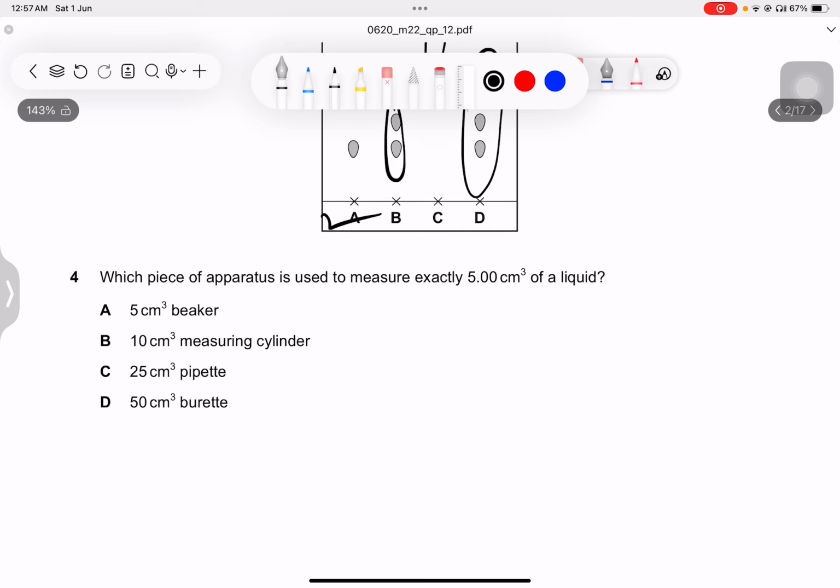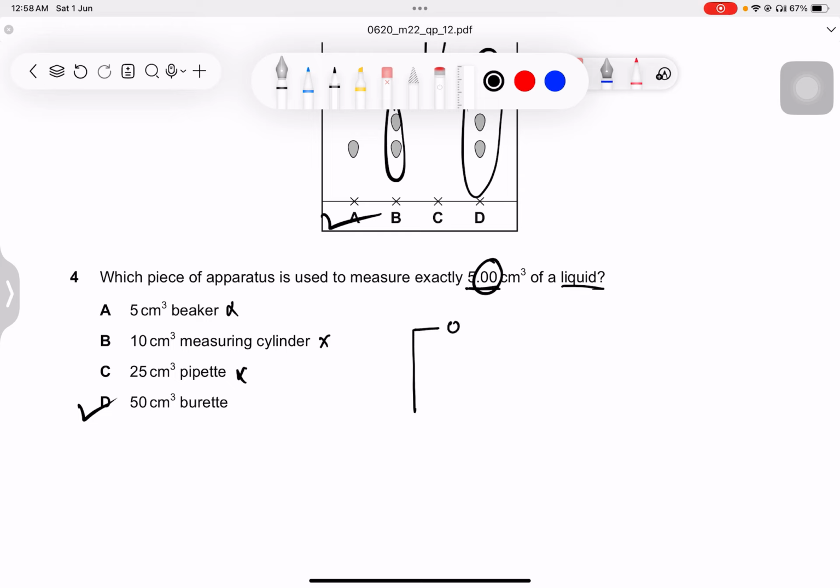Which piece of apparatus is used to measure exactly 5 cm cube of a liquid? So you can't use a pipette because pipette has fixed volumes of 25, 50, and it cannot measure anything above or below that. And for measuring cylinder, the precision is not up to 2 decimal places, and same is for beaker. So the correct answer is burette because burette has readings in this way.